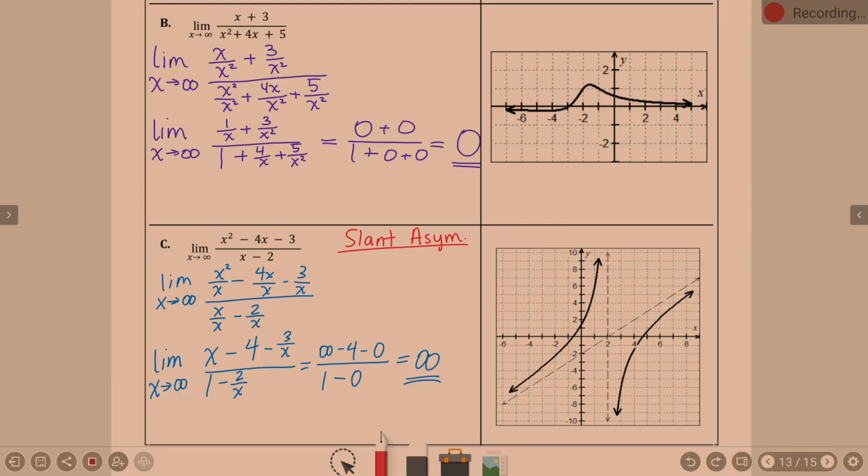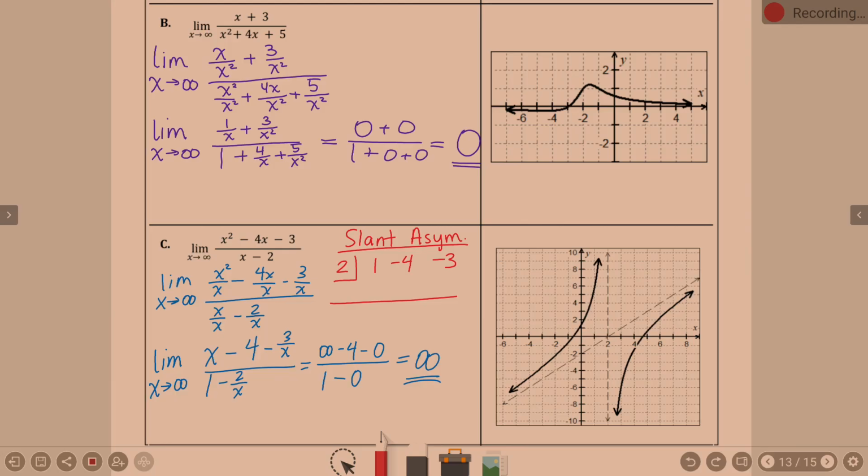Not short division, but synthetic division? Okay. Because what goes in the box? 2. If we're dividing by x minus 2, it's the opposite of the sign. And then what goes next to this? It would be 1, negative 4, negative 3. Okay, coefficients.